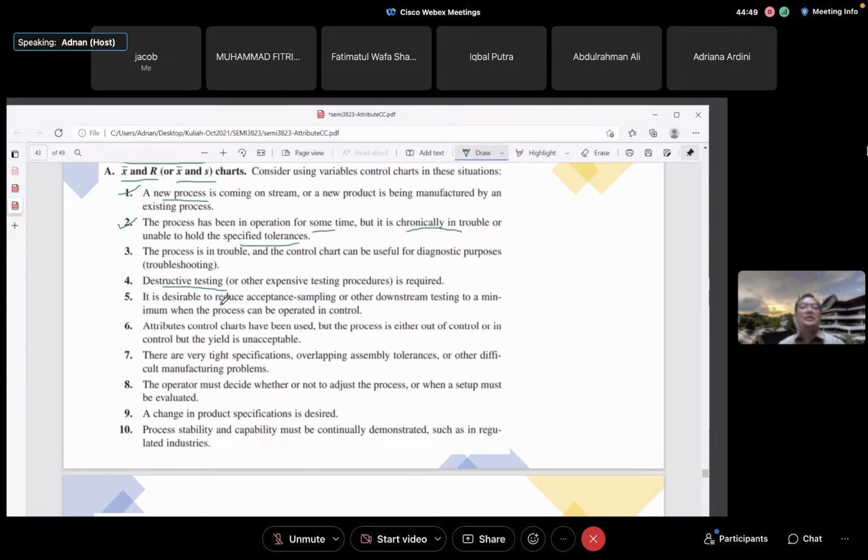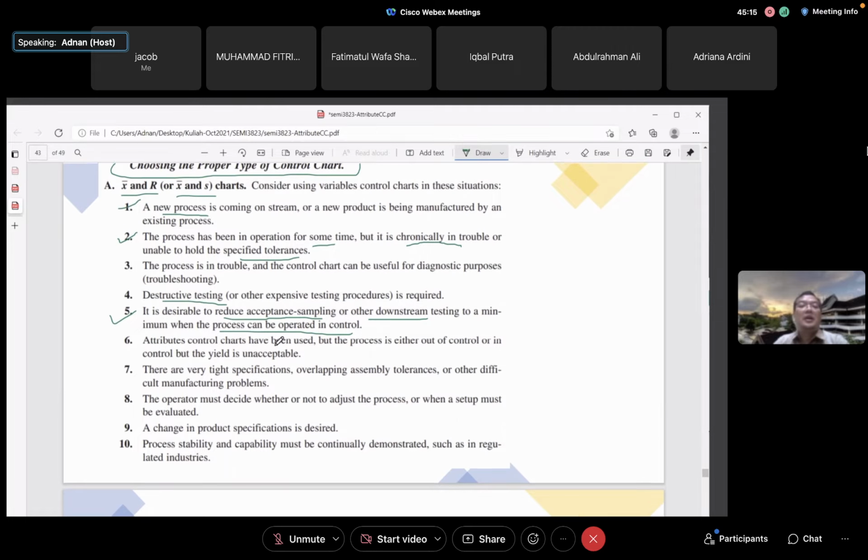It is always desirable, if people like, to reduce acceptance sampling or other downstream testing to a minimum when the process can be operated in control. When the process is in control, we don't need to worry about doing a lot of inspection because we are guaranteed that whatever output from a stable process will be good. Also, we can switch from attribute control chart to variable control chart.